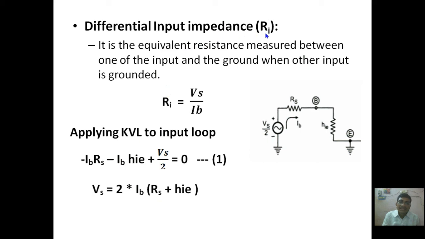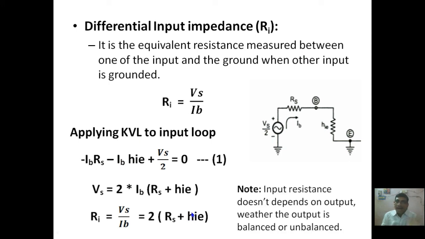So our main intention is to calculate the differential impedance Ri, which is equal to Vs by IB. So Vs is in left hand side and IB is in the right hand side. Then we can take IB to the left hand side. So Ri is equal to Vs by IB, which is equal to 2 into RS plus hie. So from this equation we can understand one thing: this input resistance is not depending on whether the output is balanced or unbalanced. Okay, the input resistance does not depend on the output, whether the output is balanced or unbalanced. Whatever it is, the input resistance is equal to 2 into RS plus hie.